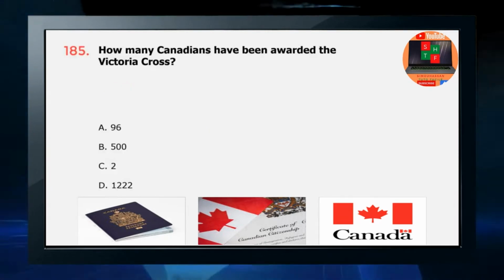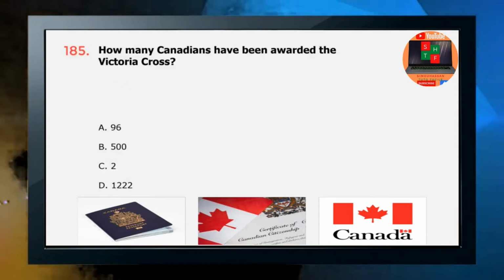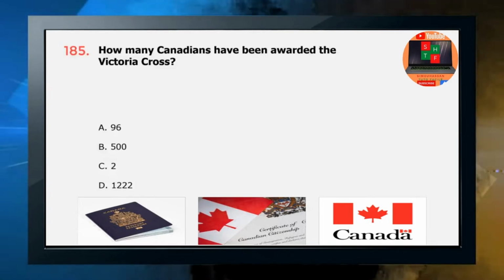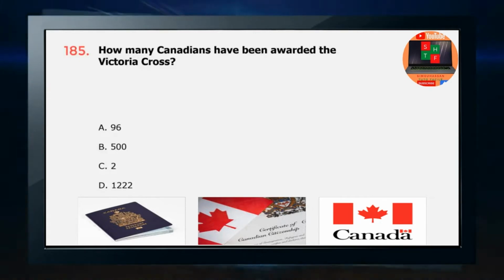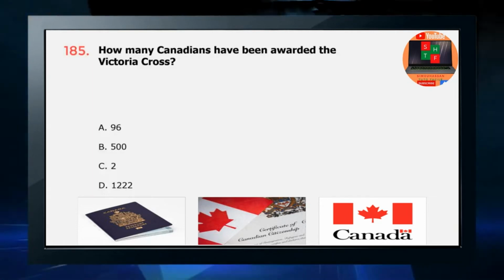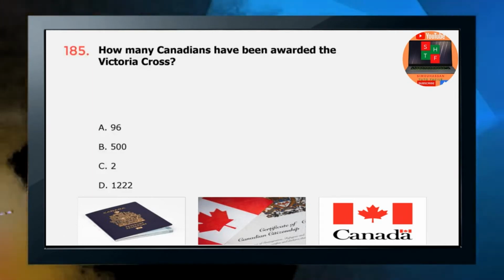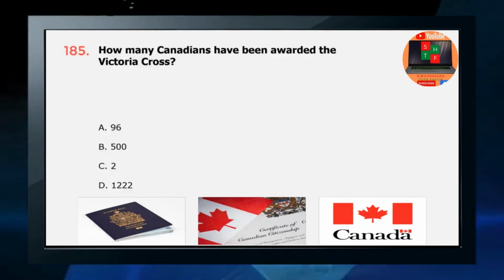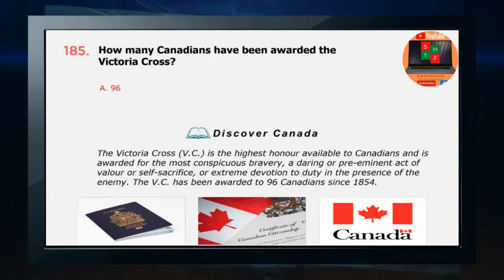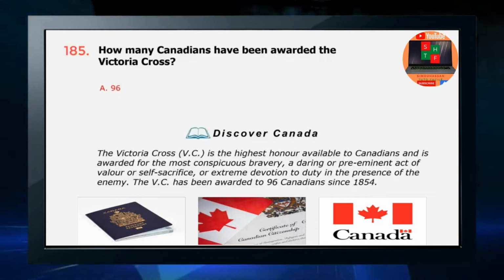Question 185. How many Canadians have been awarded the Victoria Cross? A. 96. B. 500. C. 2. D. 1222. The answer is A. 96.